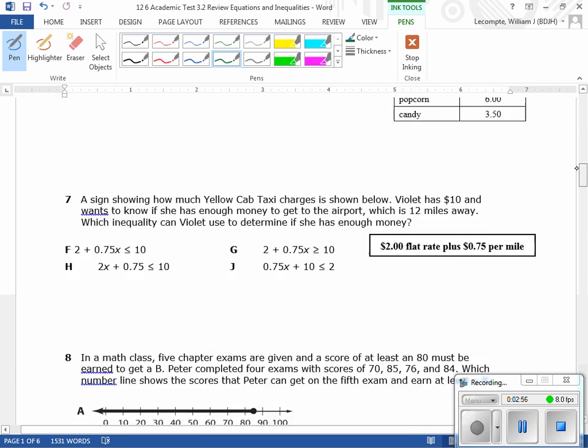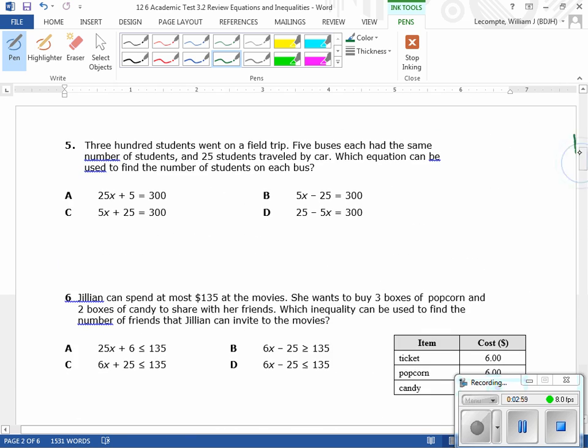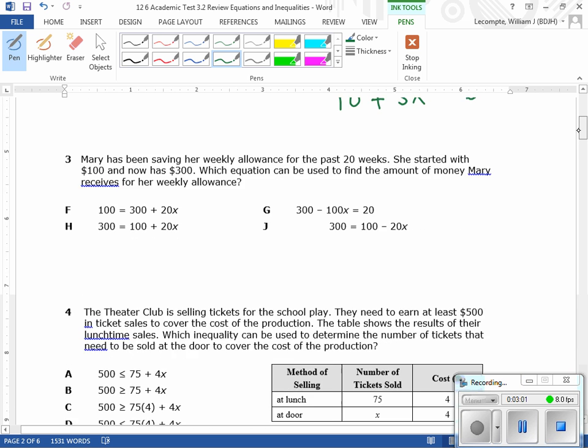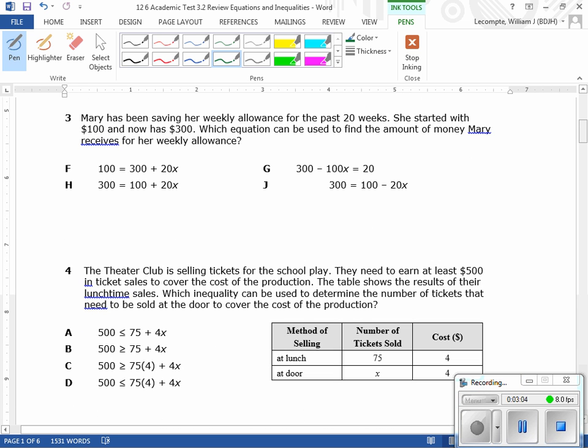Number 3, Mary has been saving her weekly allowance for the past 20 weeks. She started with $100 and now has $300. Which equation can be used to find the amount of money Mary receives for her weekly allowance? So she's been doing it for 20 weeks. She started with $100 and now she has $300. So 20 weeks plus 100, and now she has 300. So which one of these says that?